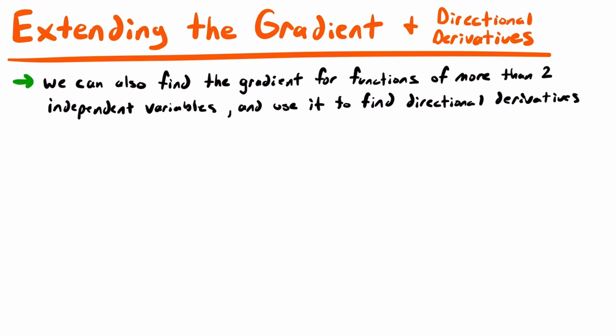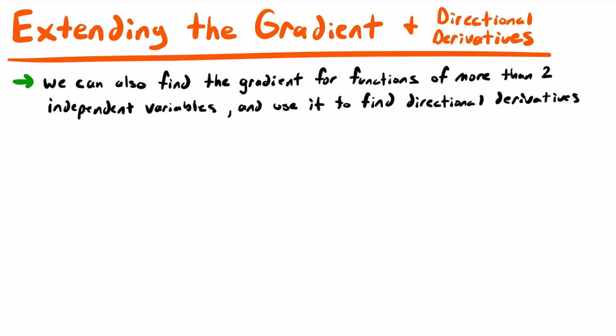Now, just like many other concepts in Calculus 3, we can extend the gradient as well as directional derivatives for multivariable functions of more than two independent variables. You can extend the gradient to functions of 3 variables, 4 variables, 5 variables, and so on, and then use those extended gradients to help you find directional derivatives of those functions as well. But right here in this video, I'm just going to highlight the extension to functions of 3 independent variables, and I think from there, extending to functions of more independent variables is fairly intuitive, and you'll see what I mean.